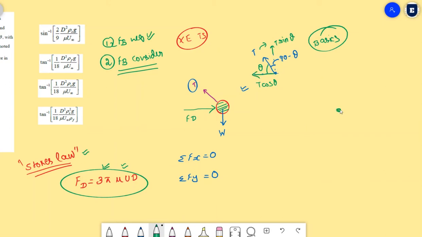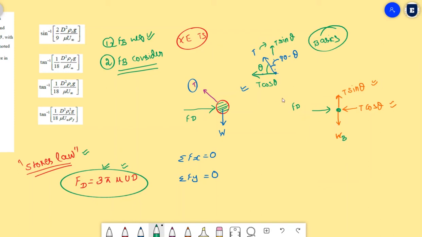Now if I take the spherical ball here, the weight of the spherical ball acts downwards, and the horizontal component of the tension acts in this direction. T sin theta is the vertical component, T cos theta is the horizontal component of the tension, and in addition to that, drag force. This is the weight of the body, don't forget it.